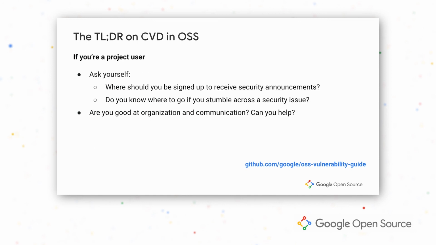And if you're a project user, it's important that you know where you should be looking for security announcements. How do you stay up to date on this project? What do you do if you come across a potential vulnerability yourself? Be familiar with the process and where to report. And of course, in the spirit of open source, take a look at your team. Is anybody good at organization, communication? Does someone have incident management experience? And can you help out with vulnerability management for the projects that you use?